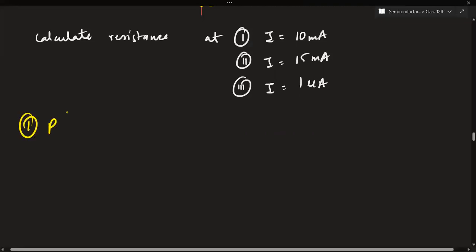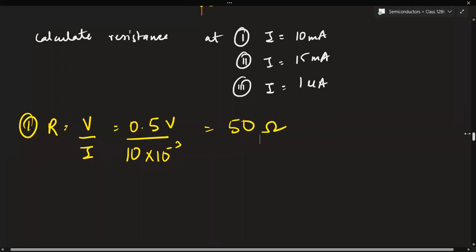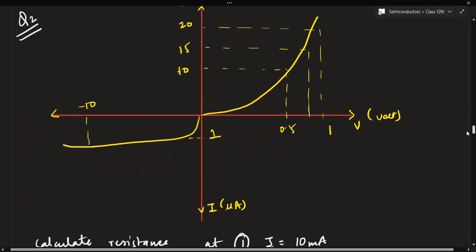For the first part, resistance will be voltage divided by current. Voltage, we had seen it was 0.5 volts. Current is given as 10 milliamperes. Milliamperes, we cannot use it. We have to convert it into the SI unit. So 10 to the power minus 3 amperes. So this will be 50. SI unit of resistance we'll put as ohms. So 50 ohms.